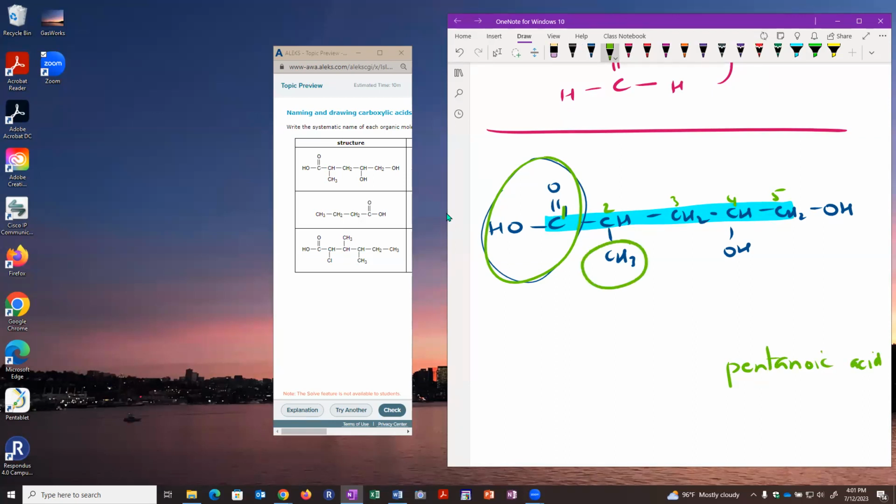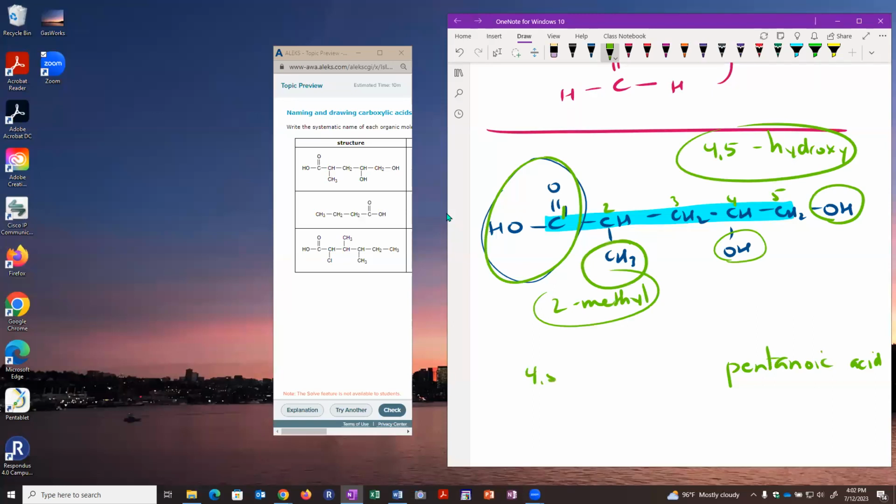On carbon 2, we have a methyl. Okay, so this here would be 2-methyl. And then we have an OH on carbon 4 and an OH on carbon 5. So the OH, when they're groups, they're called hydroxy. And they're on carbons 4 and 5. So 4,5 dash hydroxy. And then we have our 2-methyl. We're going to put those in alphabetically. So the 4,5 dash hydroxy goes first. And then dash 2 dash methyl. And then pentanoic acid, all one word here at the end, with a space between the pentanoic and the acid.